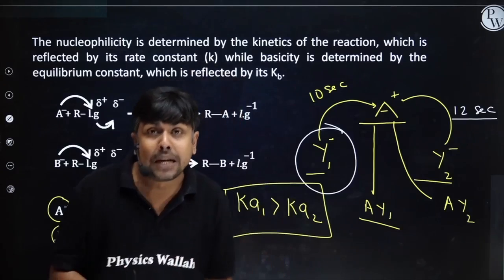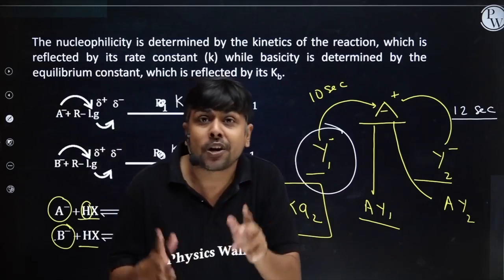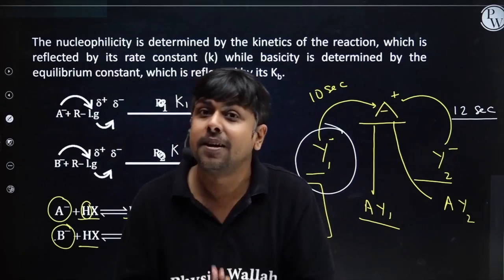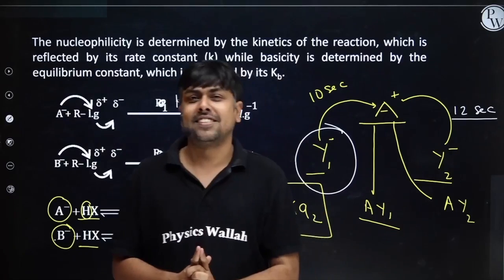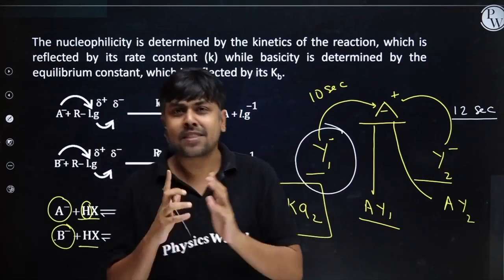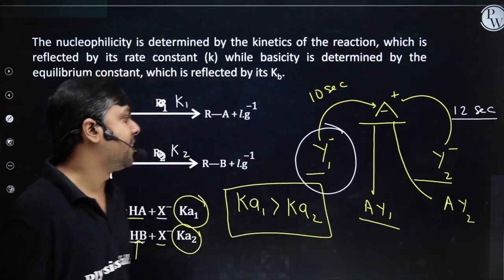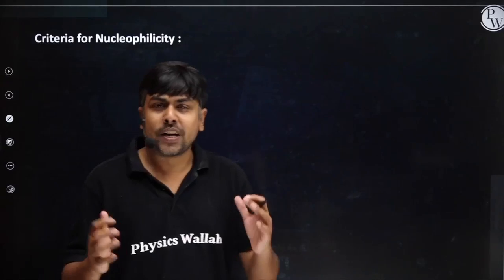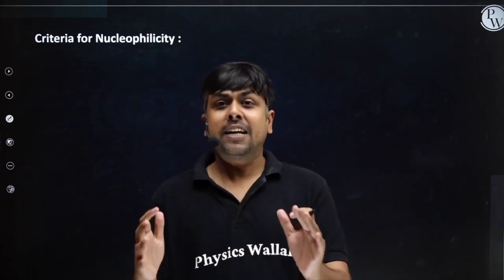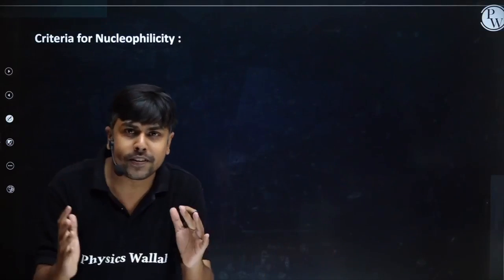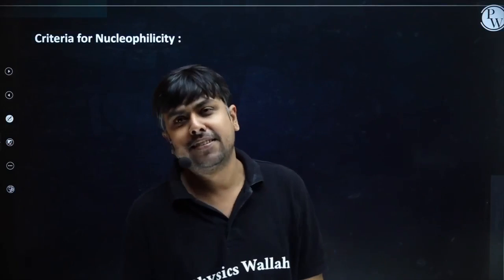The more the tendency to snatch the acidic hydrogen, the better the basic strength. The faster the ability to form a sigma covalent bond with an electron deficient center, the better the nucleophilic strength. Am I clear? Shall we move ahead? Let's move ahead. Students, now let's talk about the factors which affect nucleophilicity as well as basic strength.